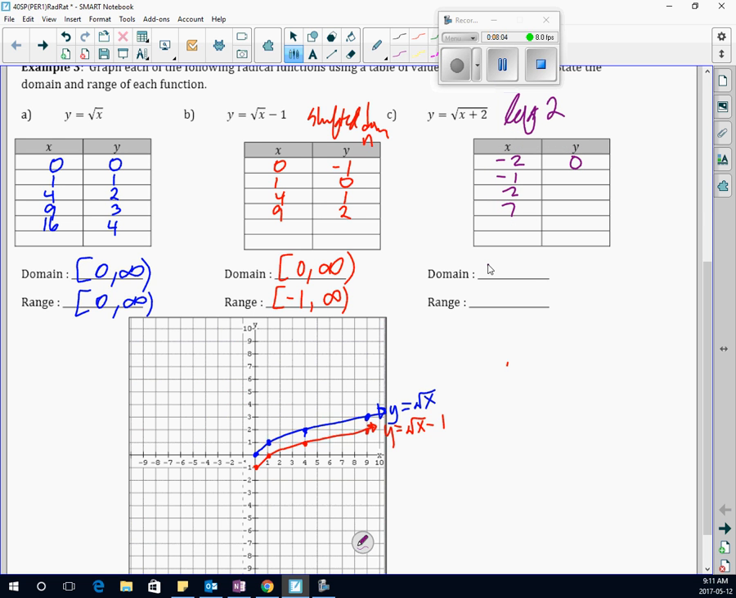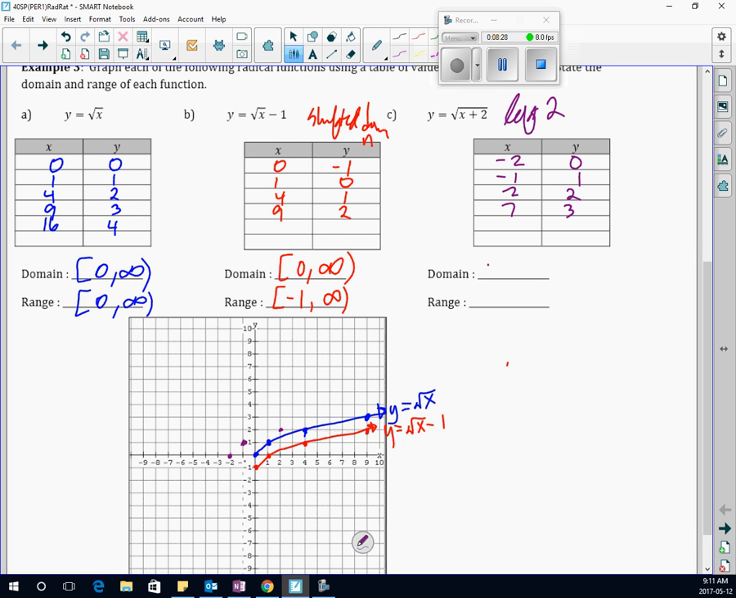Okay, -1 goes in there. -1 plus 2 is 1. Square root of 1 is 1. 2 goes in there. Square root of 4 is 2. And 7 goes in there. Square root of 9 is 3. So -2, 0. -1, 1. So everybody can see visually it is left 2. Yes?